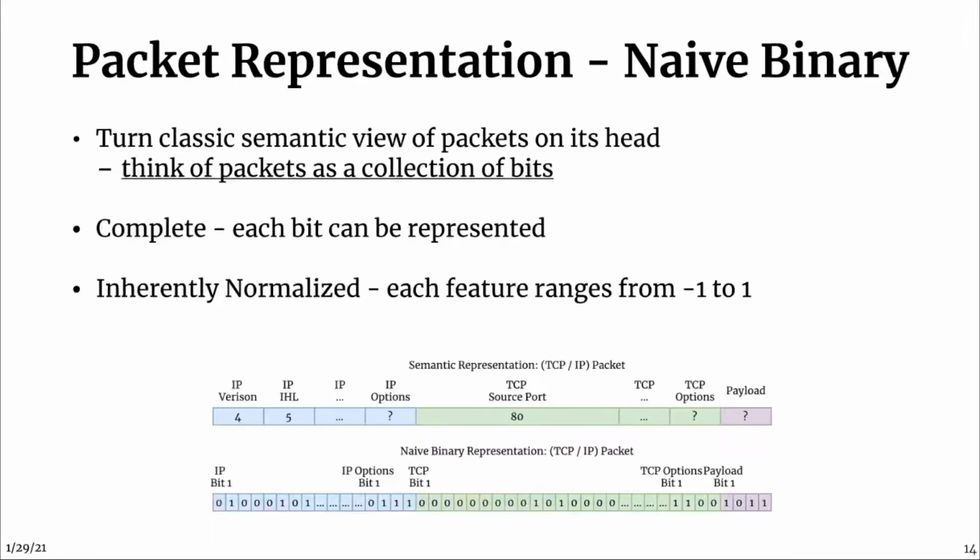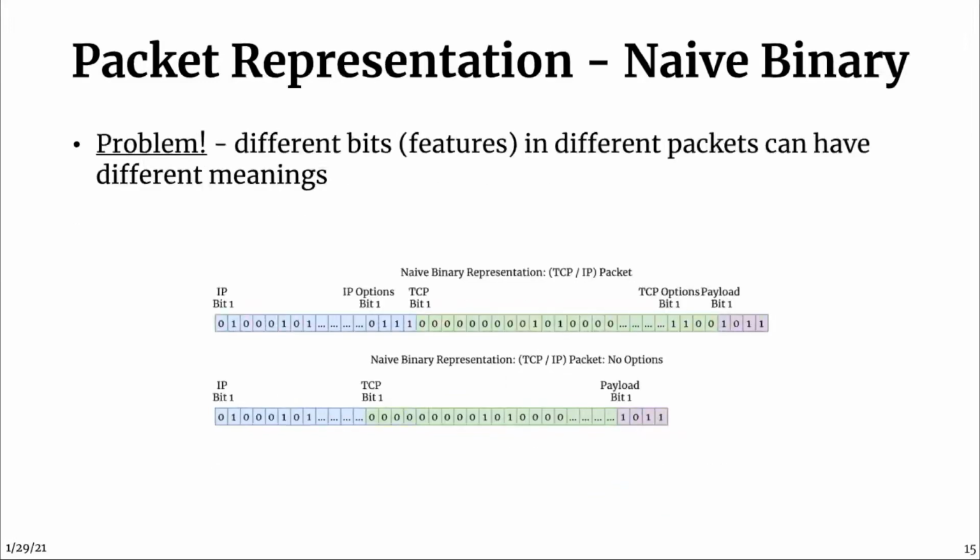It's pretty obvious that each bit can be represented as itself. And then we also have this bonus guarantee that when we consider every packet as a bit string, it's inherently normalized. So each feature is naturally going to range from -1 to 1, really 0 to 1, because we're using the bits themselves rather than a semantic encoding of those bits to represent to the classifier. Unfortunately, this doesn't really get us there either, right?